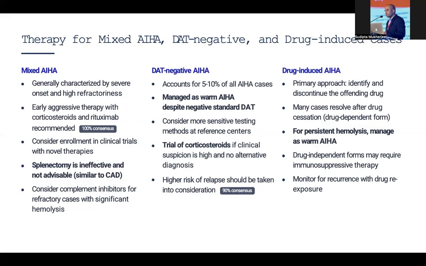There are other small differences in treatment, like in the mixed variety, where you need to treat both, but we need to remember that splenectomy is ineffective and not advisable in this group, similar to cold agglutinin disease. Splenectomy can be considered only in warm agglutinin disease. In Coombs-negative cases, we should treat them as the warm variety if you don't have a detailed workup facility, and a trial of steroids.